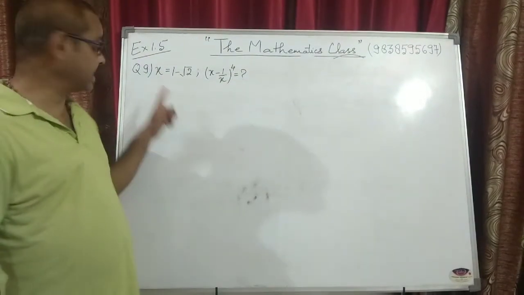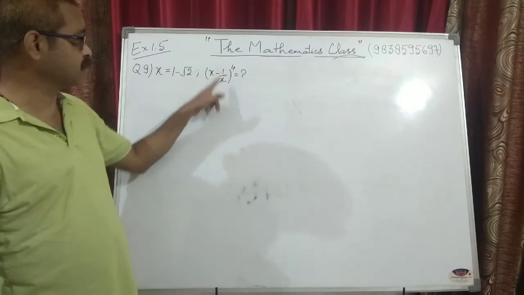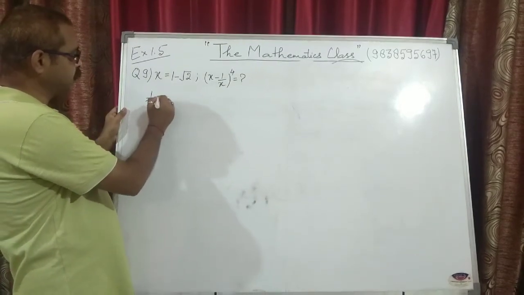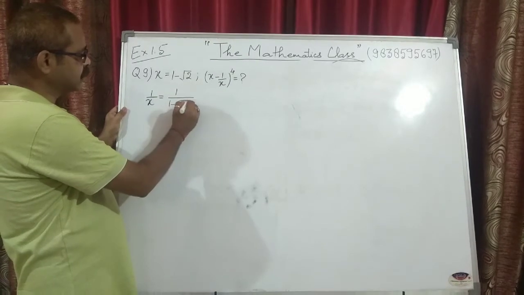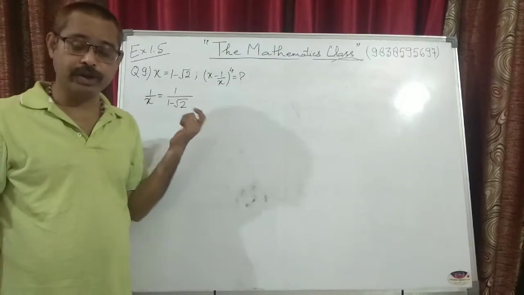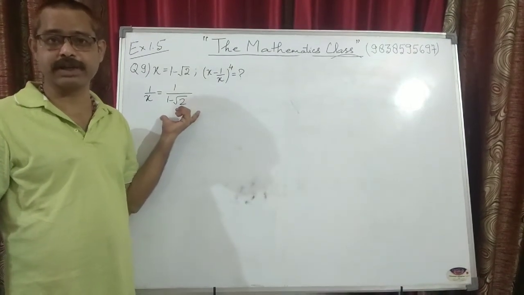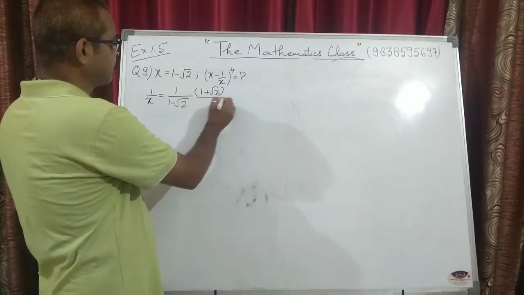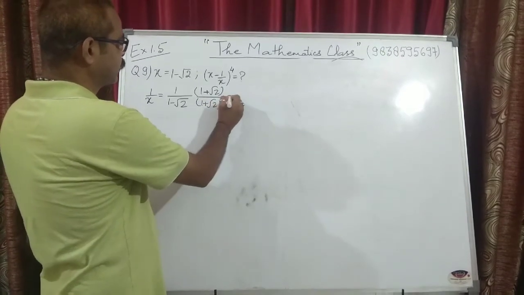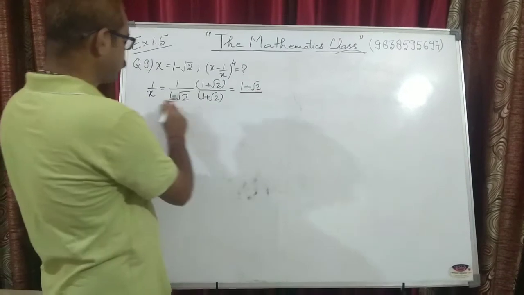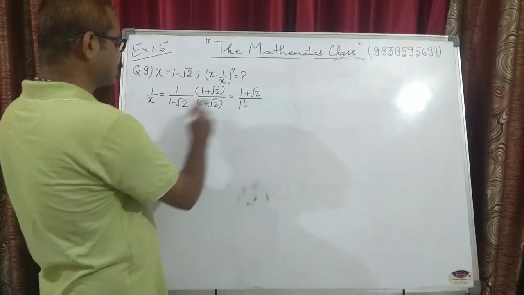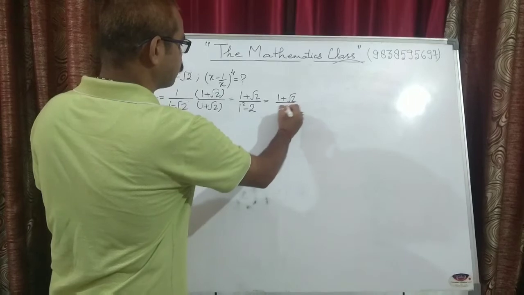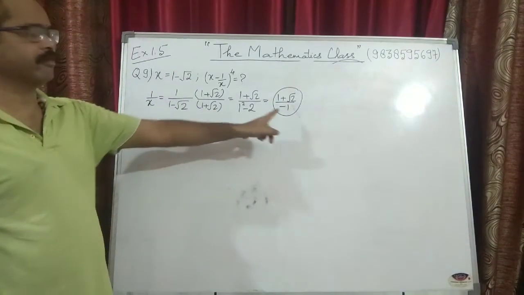Now it is given that x is equal to 1 minus root 2. You have to find the value of x minus 1 upon x to the power 4. Now if x is equal to this, so 1 upon x will be 1 upon 1 minus root 2. It means you have to rationalize the denominator. What are you going to do? You will simply multiply 1 plus root 2 in the numerator and 1 plus root 2 in the denominator. That will be 1 plus root 2 upon 1 square minus root 2 square, which is 2. So it becomes 1 plus root 2 upon minus 1.